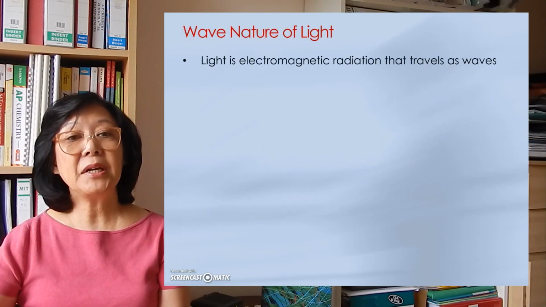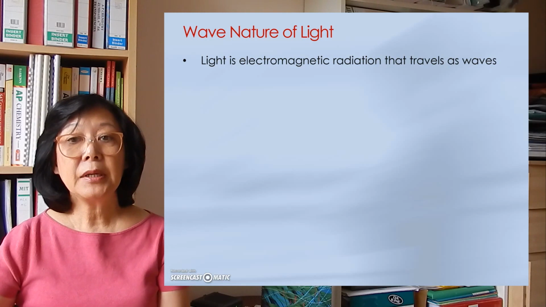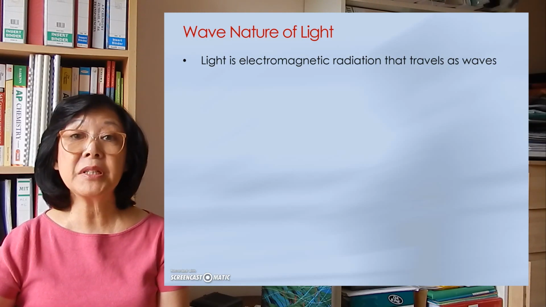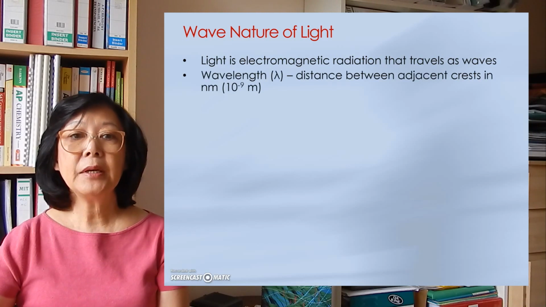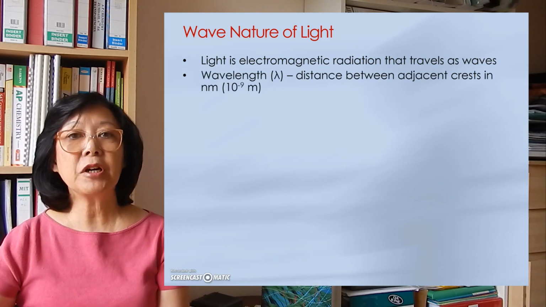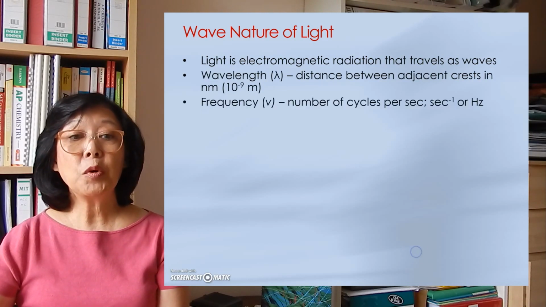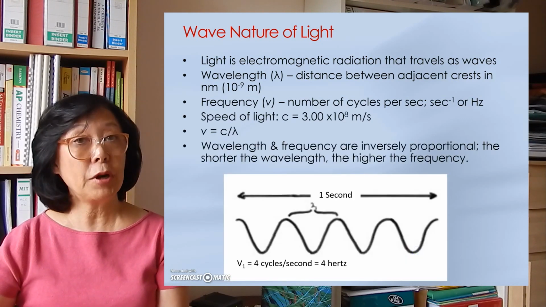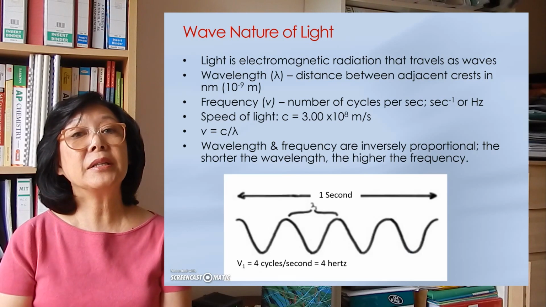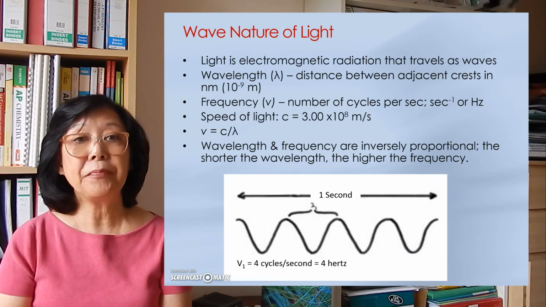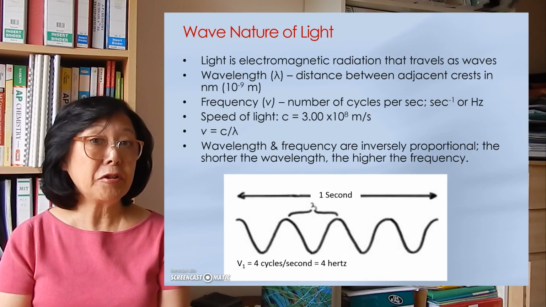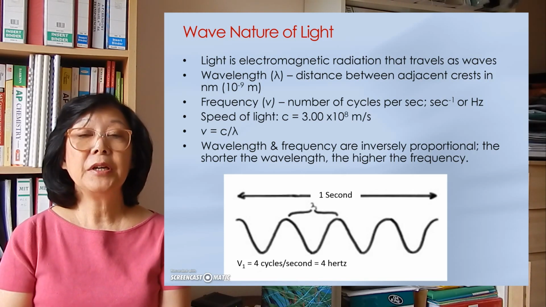First, we need to understand the wave nature of light. Light is an electromagnetic radiation that travels as waves. So when we talk about wave, we talk about wavelength, which is the distance between two peaks or two troughs, and measured in the unit of nanometer. Now nanometer is 10 to the negative 9 meters, so that's very, very short.